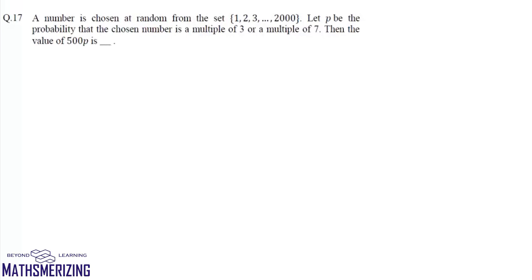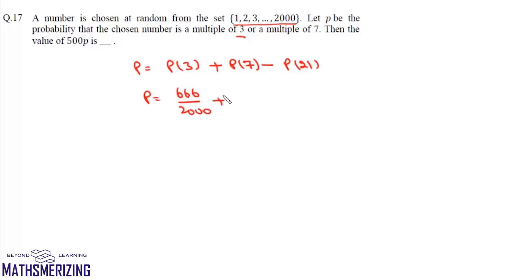Now this is a very simple question. A number is chosen at random from this set 1, 2, 3 up to 2000. Let P be the probability that the chosen number is a multiple of 3 or a multiple of 7. So this probability will be the probability that it is divisible by 3, plus the probability that it is divisible by 7, minus the probability that it is divisible by 21. So this probability will be, now 2000 divided by 3 is 666 point something. So there will be 666 upon 2000.